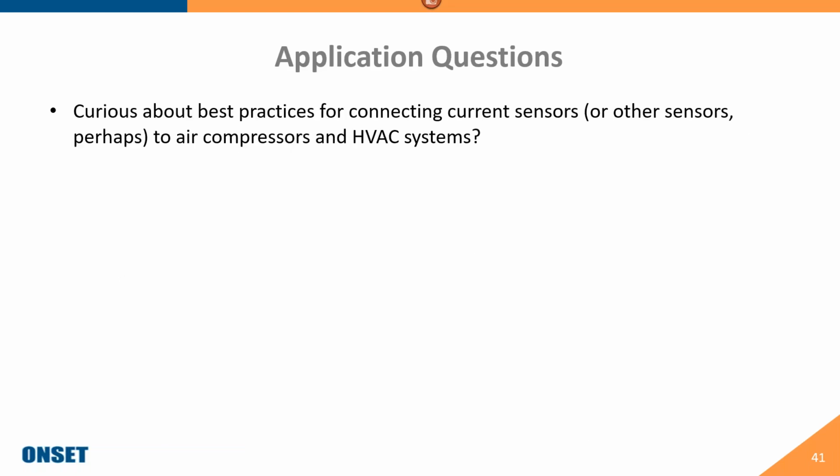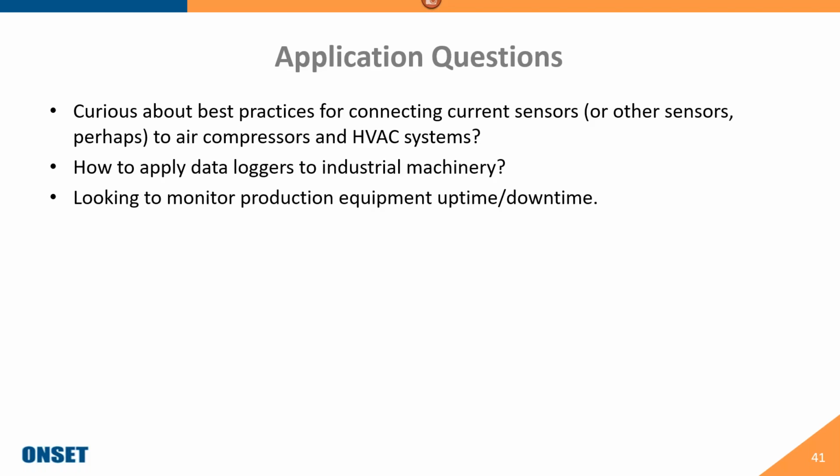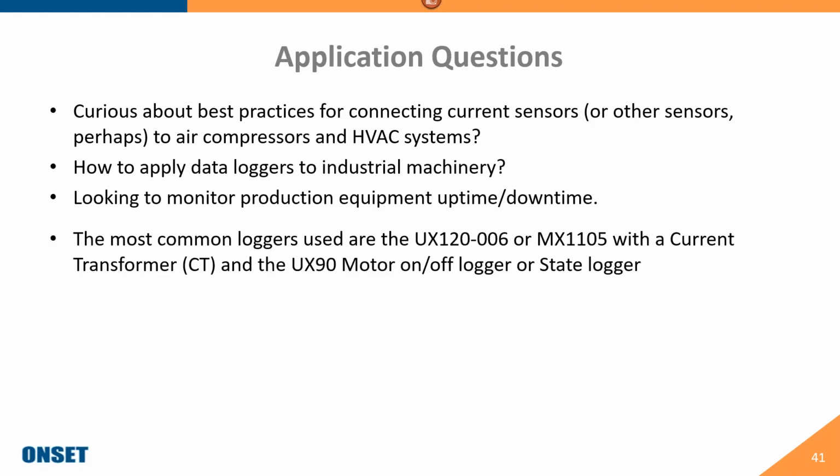Wow. Okay, there's a lot coming in. Best practices for connecting current sensors to air compressors and HVAC systems. How do we apply it to industrial machinery? Looking at runtime, uptime, downtime of motors. Typically, folks are going to use either the UX120 or the MX1105 with a current transformer or a CT. Those are split core, so they open up and then you clamp it around the wire.